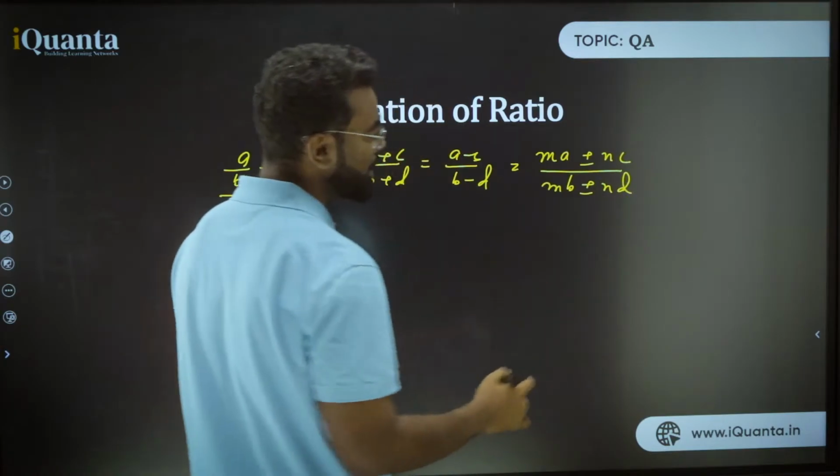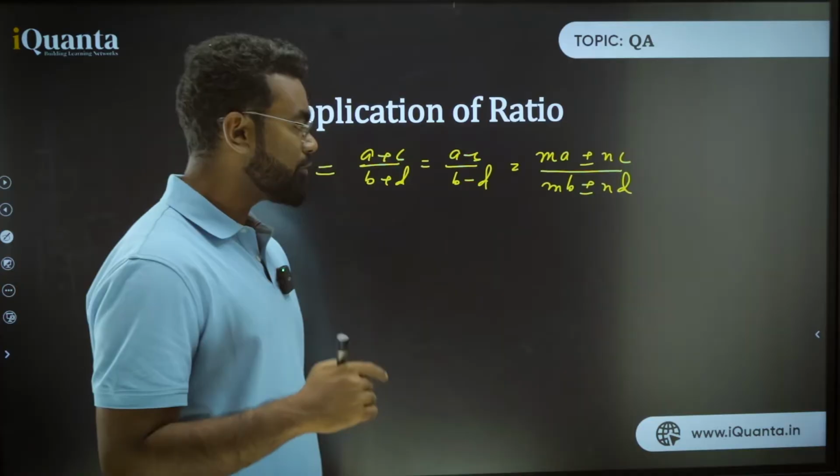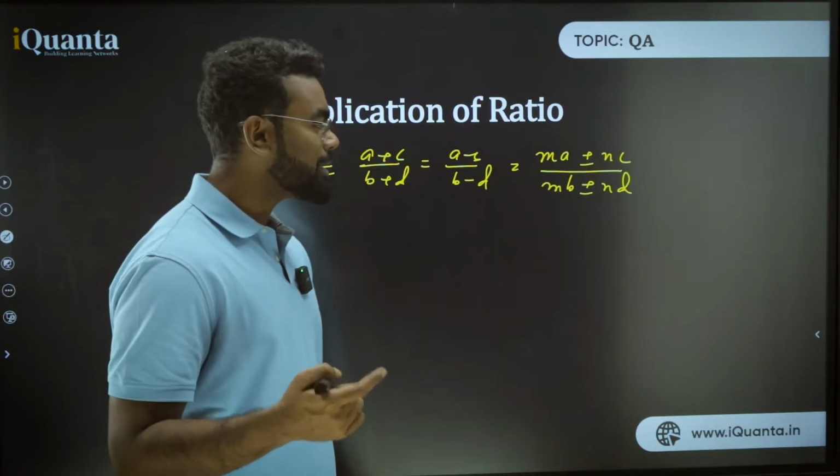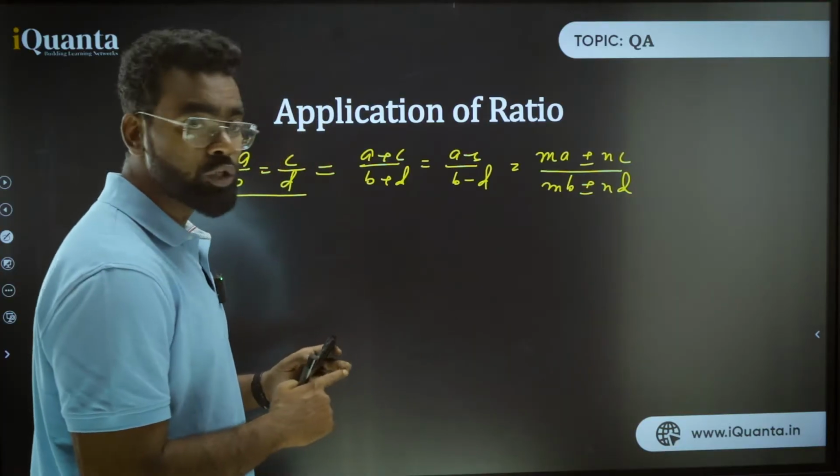Now you can understand, if I'm multiplying M with A, I am multiplying M with B also. If I'm multiplying C by N, then I'm multiplying D by N also. So these are the same kind of things. If I'm doing this, the values won't change.